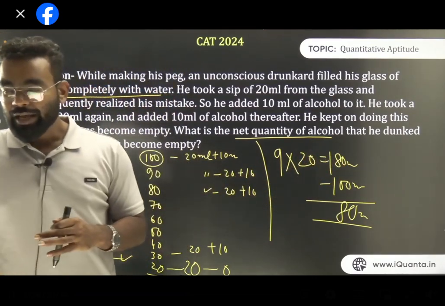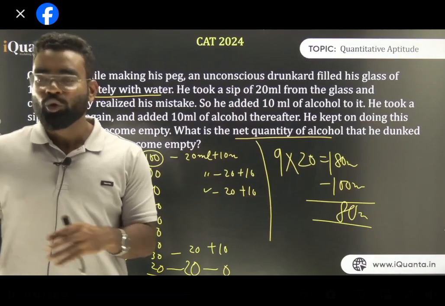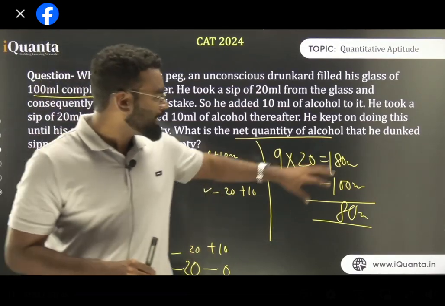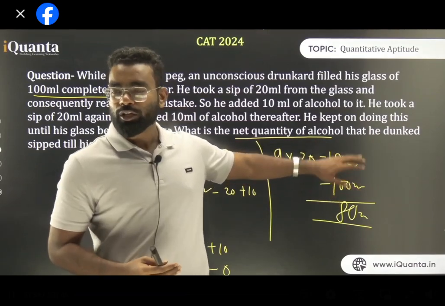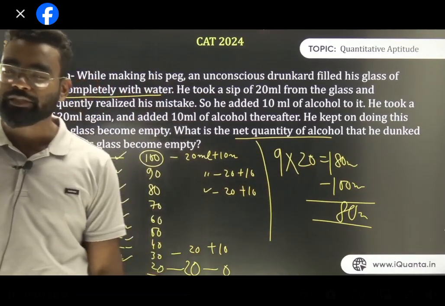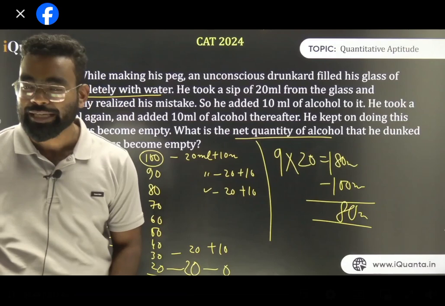And out of this, except this 100 ml, have we added any water? No, we just added alcohol. So if 180 ml is total amount of liquid I drank, and 100 is basically the initial quantity, what is the difference? 80 ml. Priyanka, just give us some time. Some people still have a lot of difficulties, I guess.